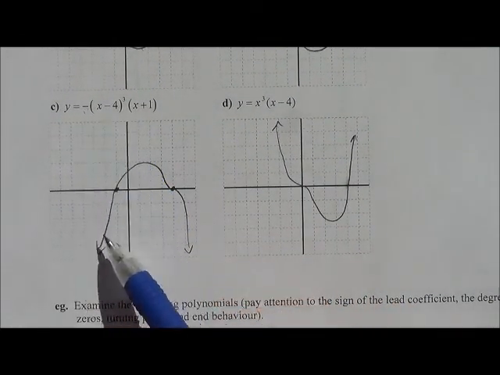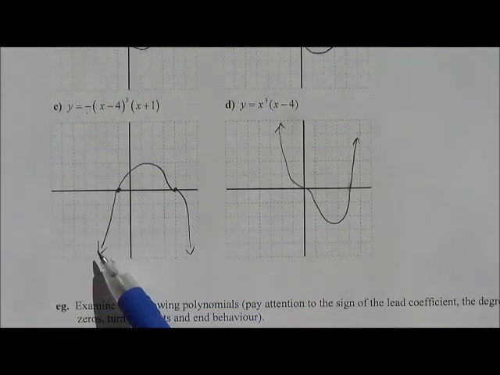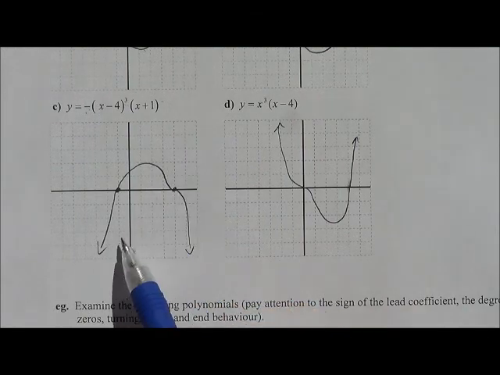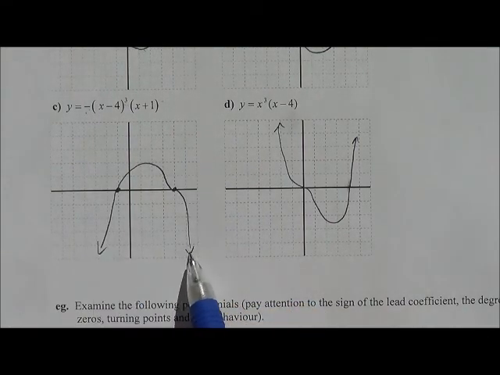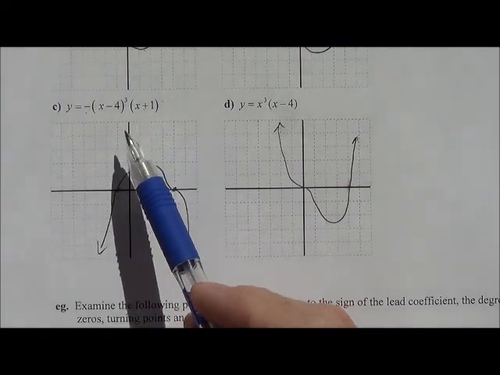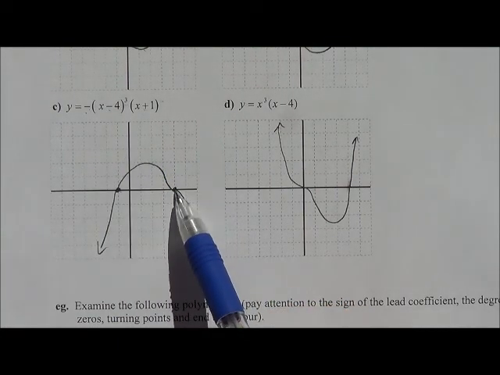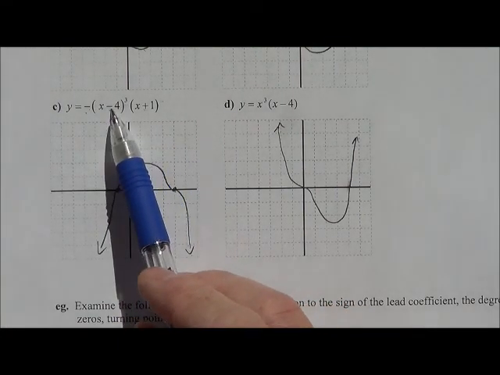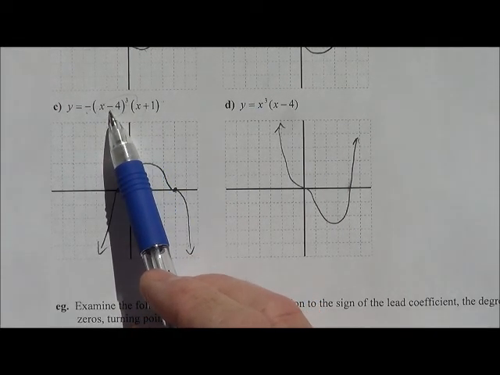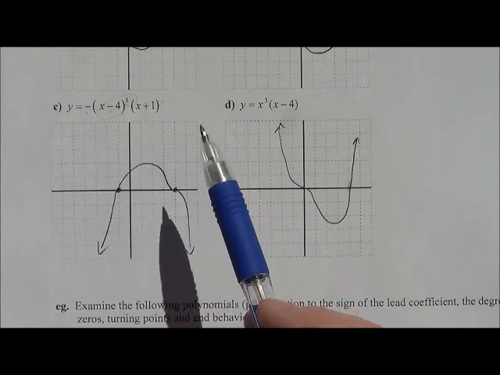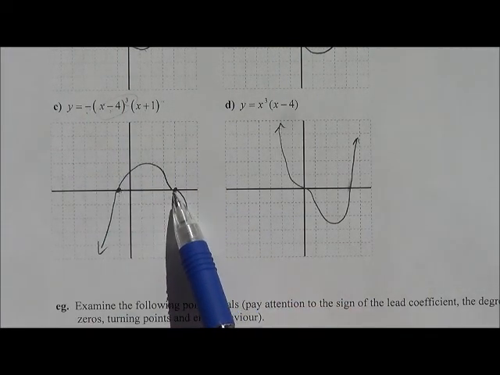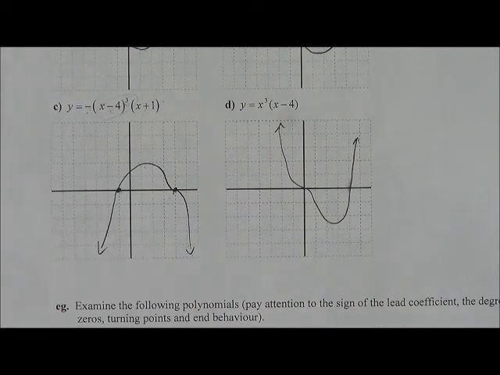Lead coefficient is negative, so that means it's opening down. Degree of 4, 3 and 1 is degree 4. The ends go in the same direction. We've got one linear root at x equals -1, and one triple root or one cubic root at x equals 4, given by this factor to the power 3. So we've got 4 roots, 2 distinct zeros, 1 turning point.